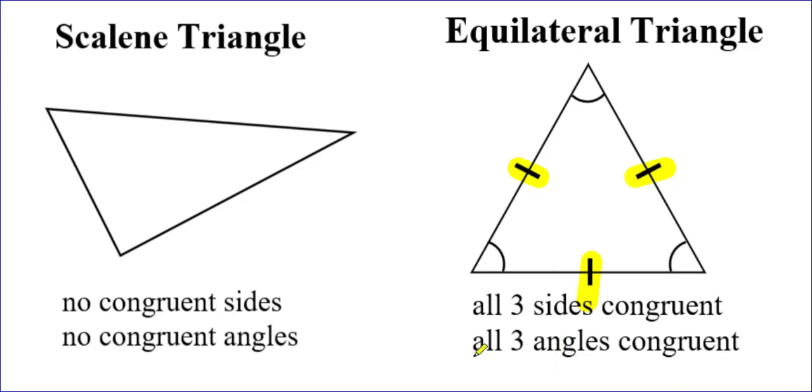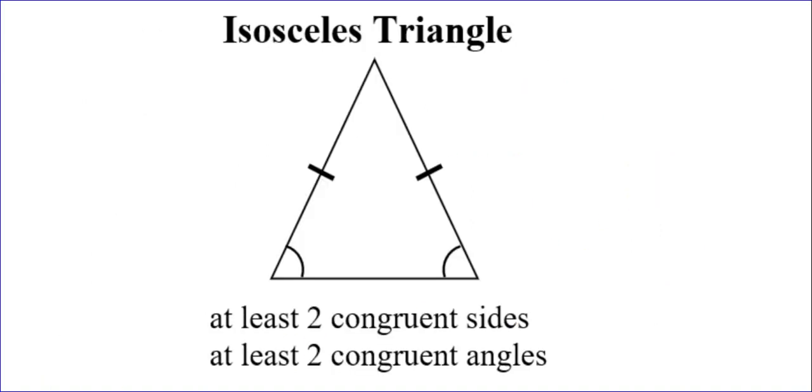And all three angles are congruent, and I'm showing that here with these little arcs to show you, since all of them have a single arc, that all three angles are the same measure. However, an isosceles triangle, which is the focus of this video, is where there is at least two congruent sides. Again, I'm showing that with these two slash marks. So these two sides here on the left and the right are congruent. And we also have two congruent angles, which you can see those two congruent angles are the ones that touch the two congruent sides.